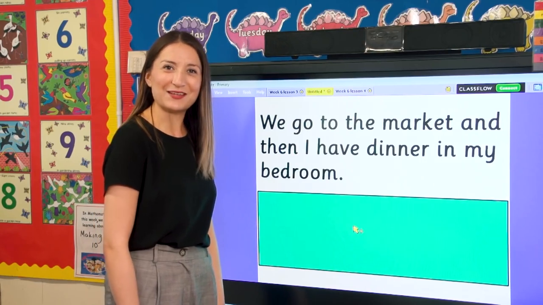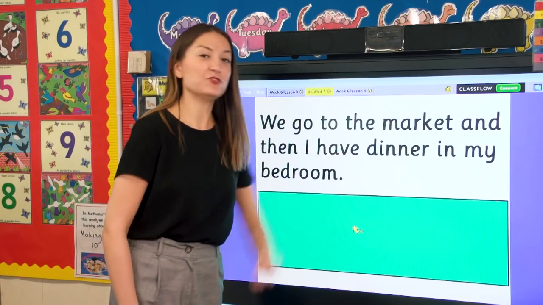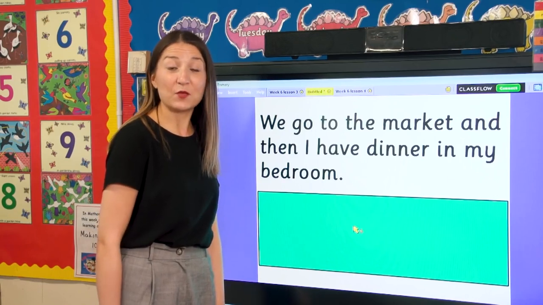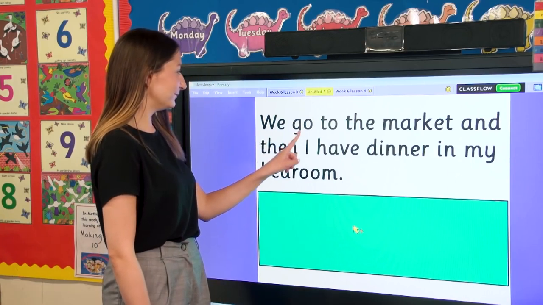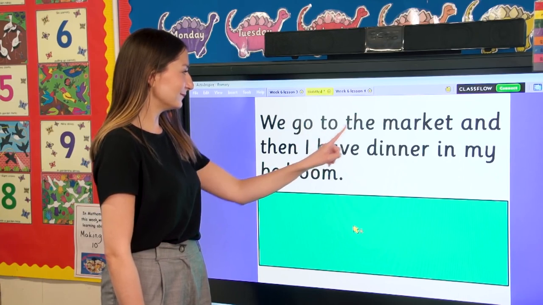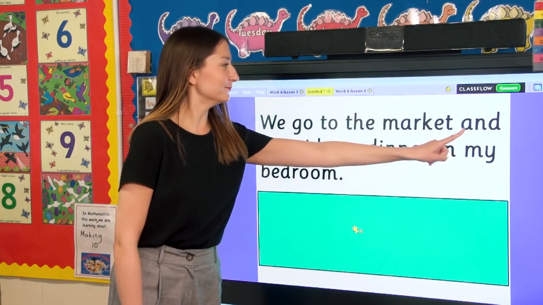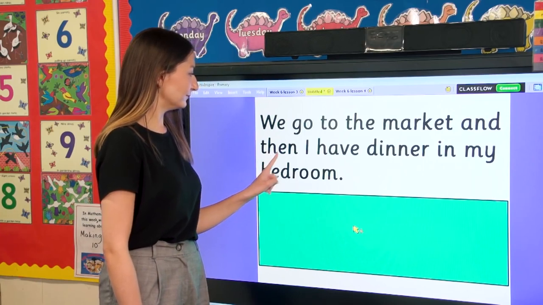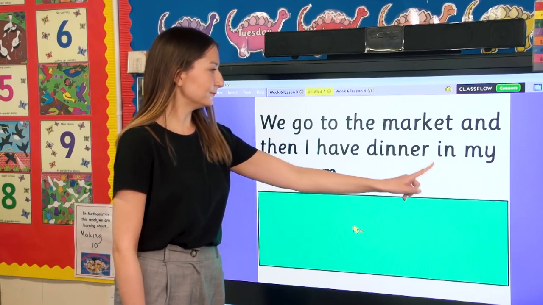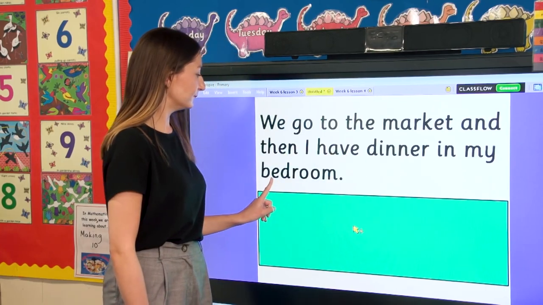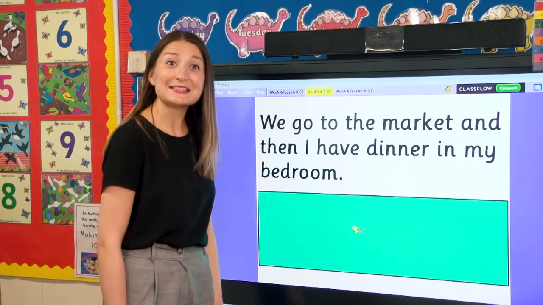Can you see any tricky words we already know? Yes, this and this is a tricky word we already know. Now, I want you to read aloud as I point to the words, and remember to sound out any words that you're not sure of. Well done. Now let's read the sentence together.